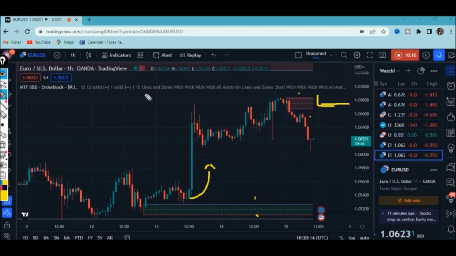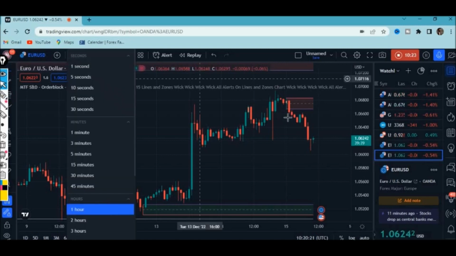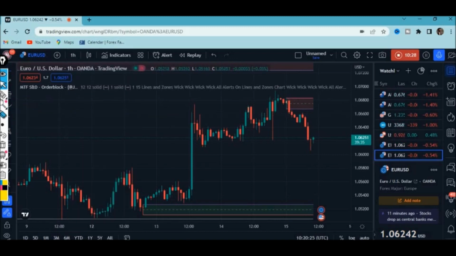Okay, you can use 1 hour. Also, we can go to a lower time frame and see what was really happening. We can go to the 5 minutes time frame. Maybe some of us can use the lower time frames. So for instance, right here, let me show you how you can use the lower time frames to confirm trades.